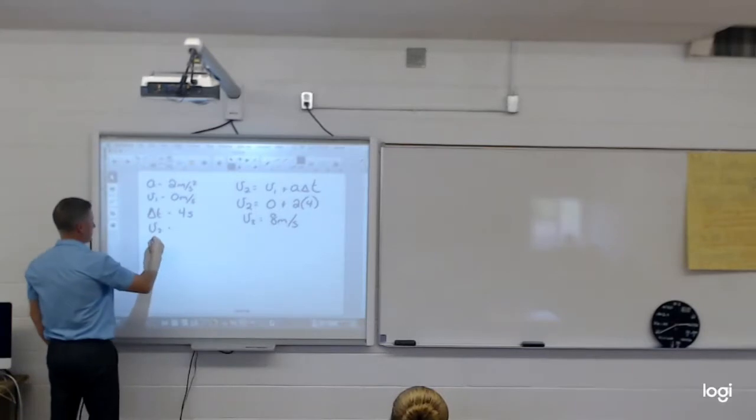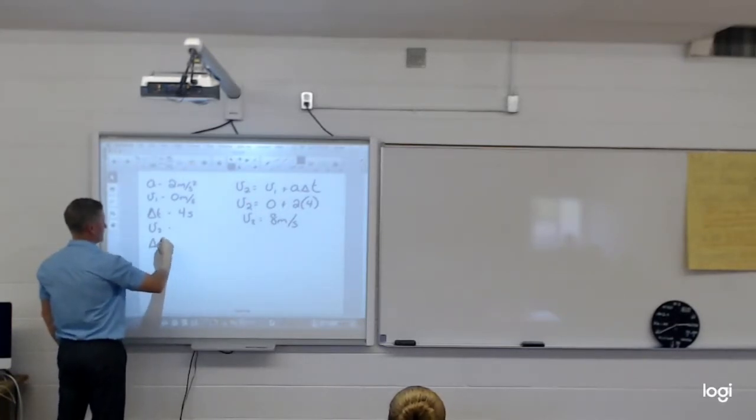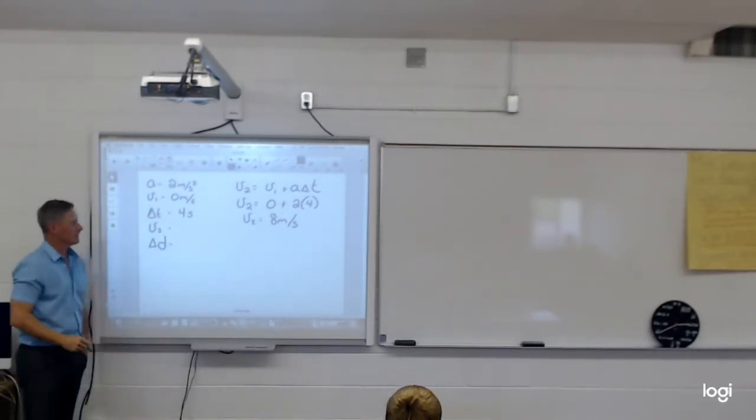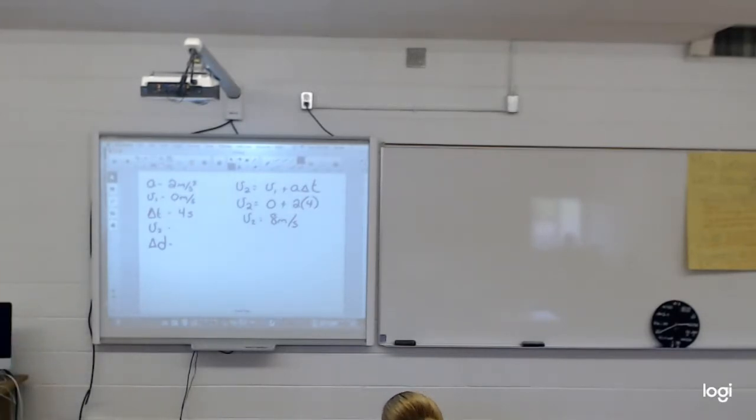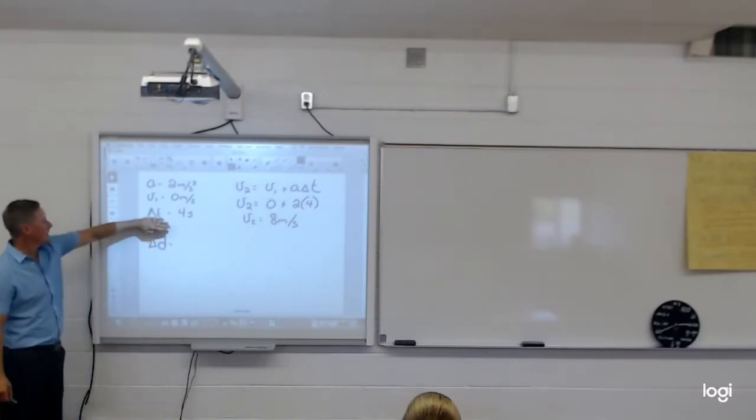All right, the second part says, how far did the ball move? So now what am I looking for? I'm looking for distance. Now, in theory, you could use the V2 that you found in the first part. But what if I got it wrong? Then I'm not going to get the B part right. So I'm going to do the question as if I don't have V2 there. Now which equation? Third one.